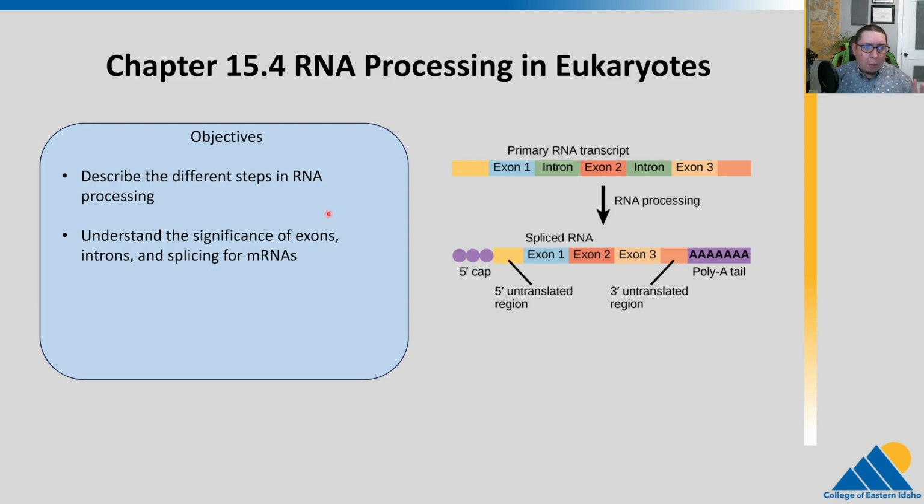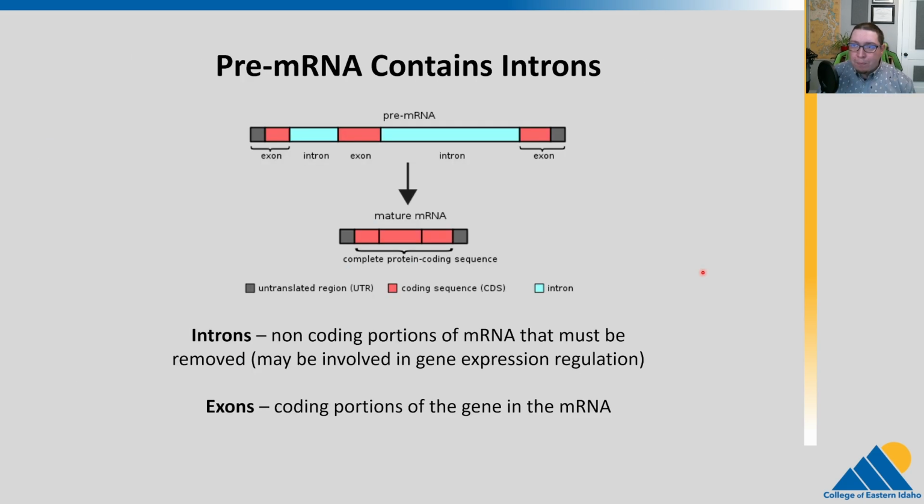One of the things we need to talk about are introns and exons. Introns are bits that are going to get removed and the exons will get stuck together. We also have the addition of a 5' cap and a poly A tail to eukaryotic mRNAs. So we start with what we call a pre-mRNA. This contains introns. Okay, what are introns?